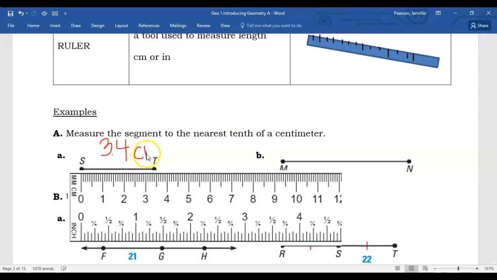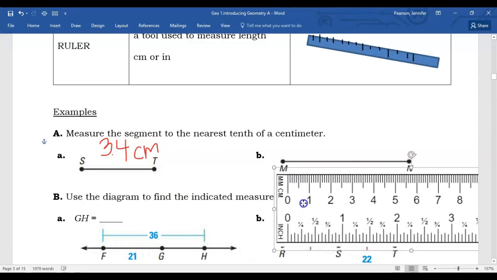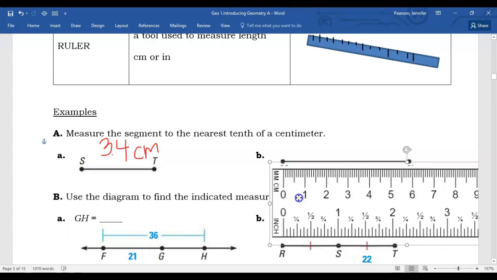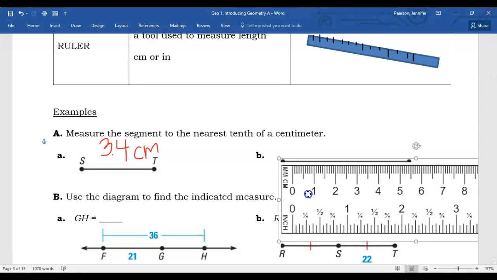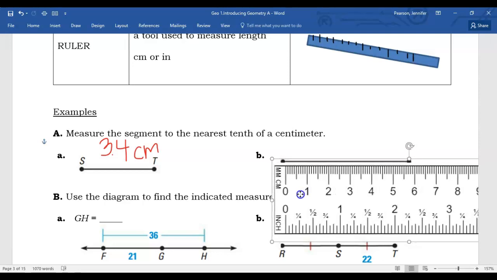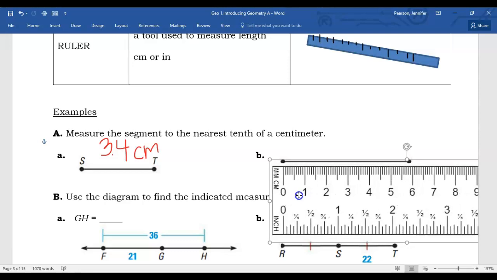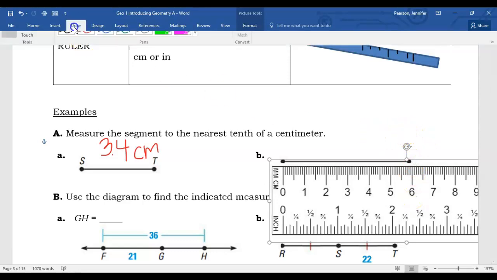3.4 centimeters. If I'm looking at letter B, I'm going to try and slide this ruler over here. And again, I'm going to line that up as close as I can to the 0 mark. And a lot of people want to put the end of the ruler there. We don't put the end of the ruler there. We put the 0 mark right there. So I'm going to line that 0 mark up right in the center of that endpoint. And this to me looks like it's just one little mark short of 6. So that I would say is 5.9 centimeters.